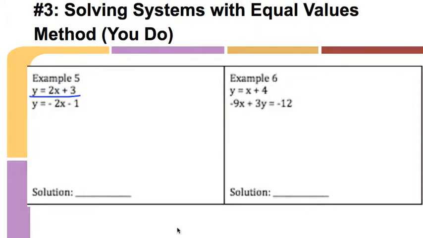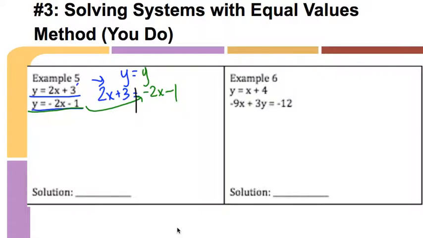So y equals 2x plus 3, y equals negative 2x minus 1. So if blue y equals my green y, then 2x plus 3 from here is equal to negative 2x minus 1 from here. I split my equation and I start creating zero pairs. I'm going to add 2x, this makes 0. I'm going to bring down my negative 1, bring down my 3, and 4x. So 4x plus 3 equals negative 1.